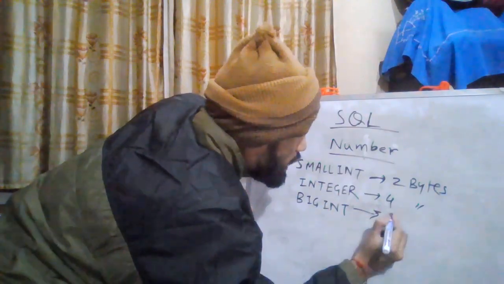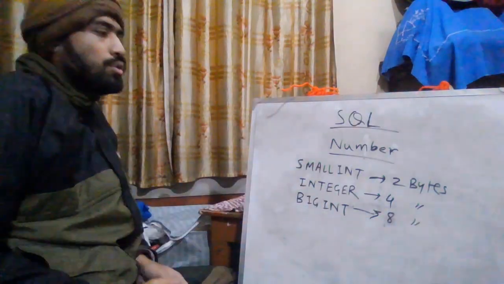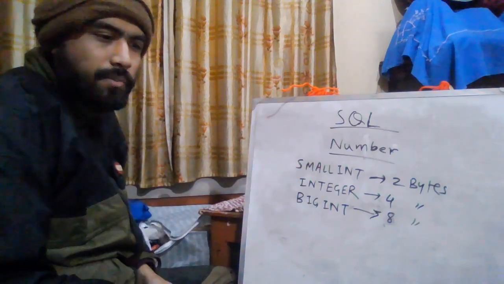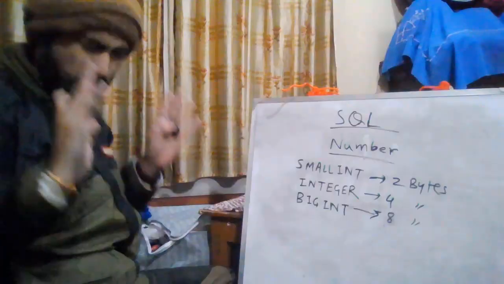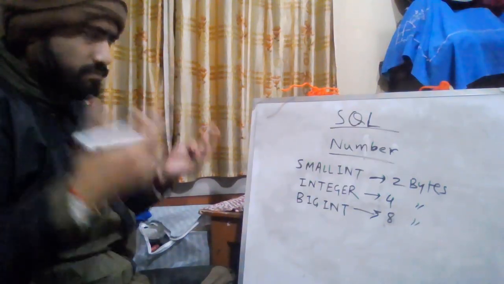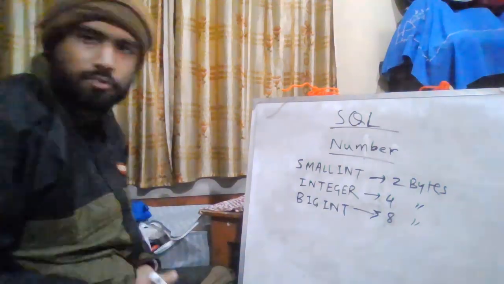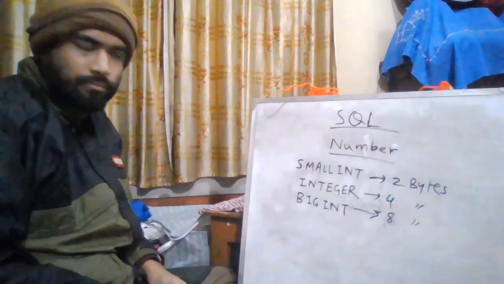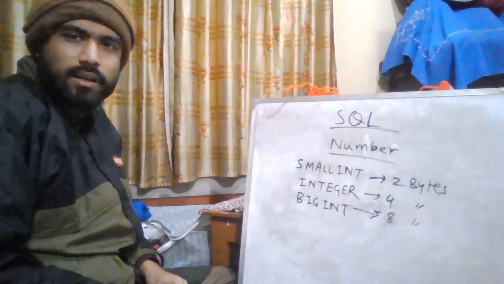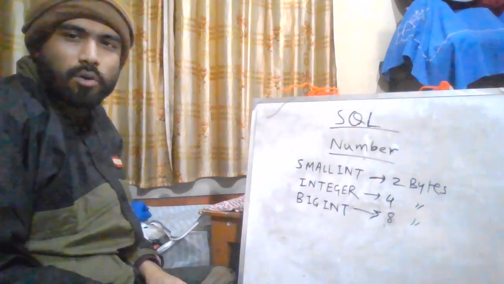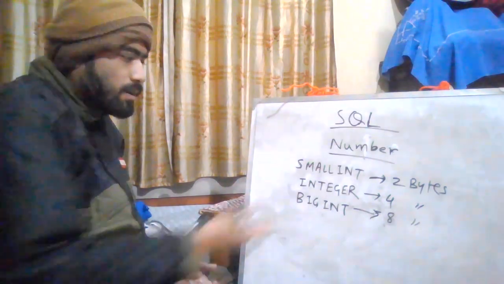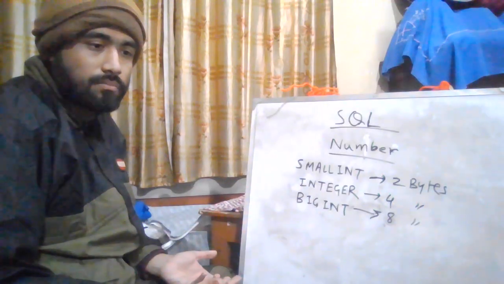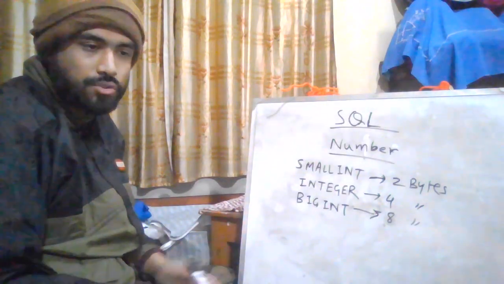8 bytes of data. And 2 bytes is approximately around 32,000 something. You don't have to memorize the number. Maybe in schools or colleges, they can tell you to memorize it, but you don't have to memorize it in real life. But big int you can never memorize. It is so huge.